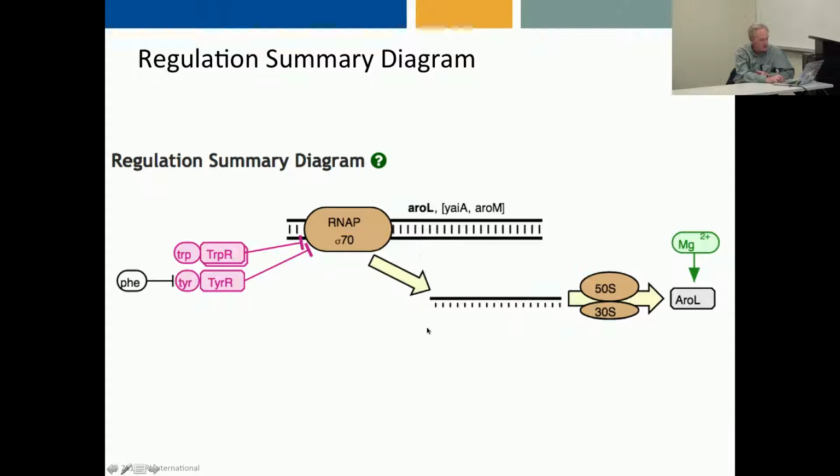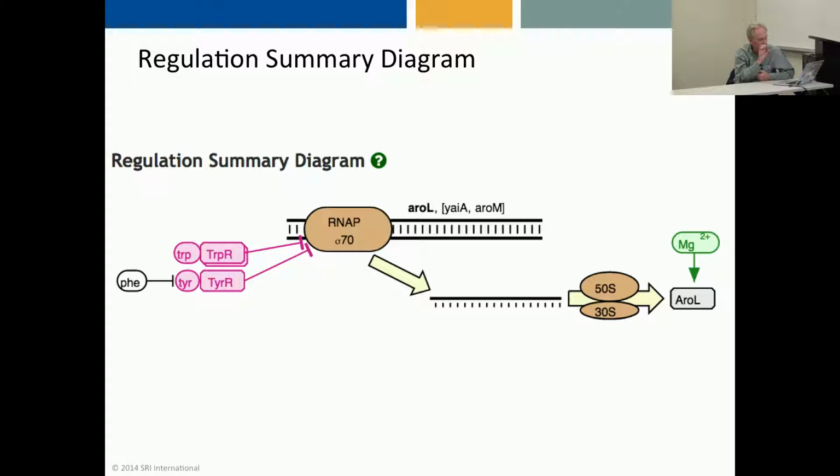Then once the DNA has been transcribed to an RNA and translated into a protein, magnesium is a known cofactor for that protein. So magnesium has to be present for that protein to be active. So this diagram is generated by our software.